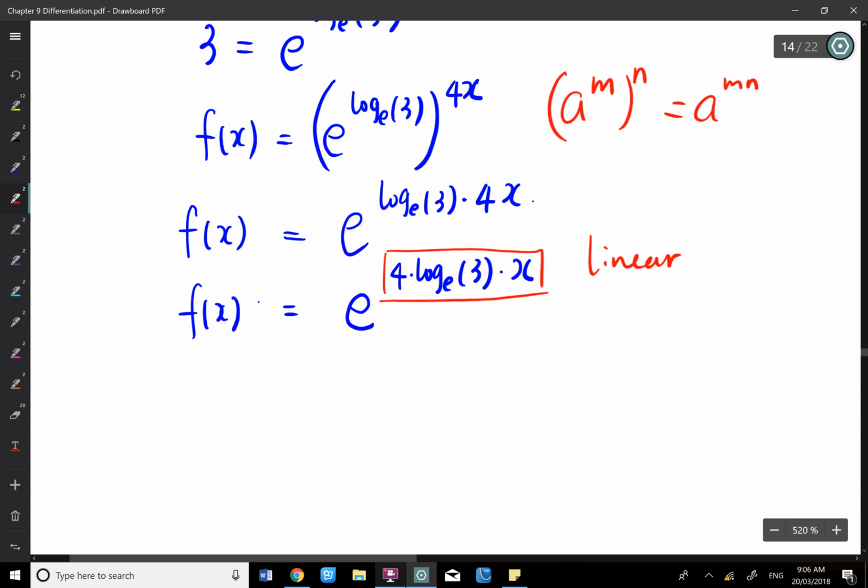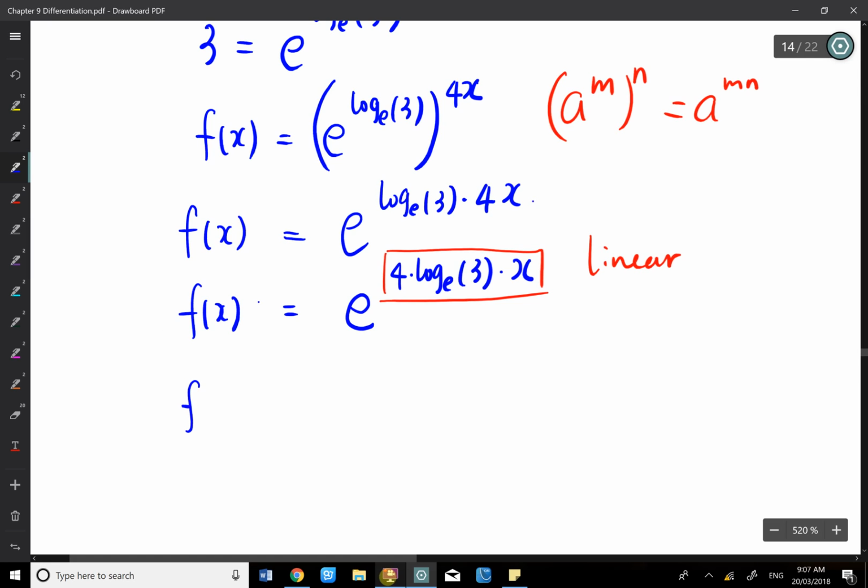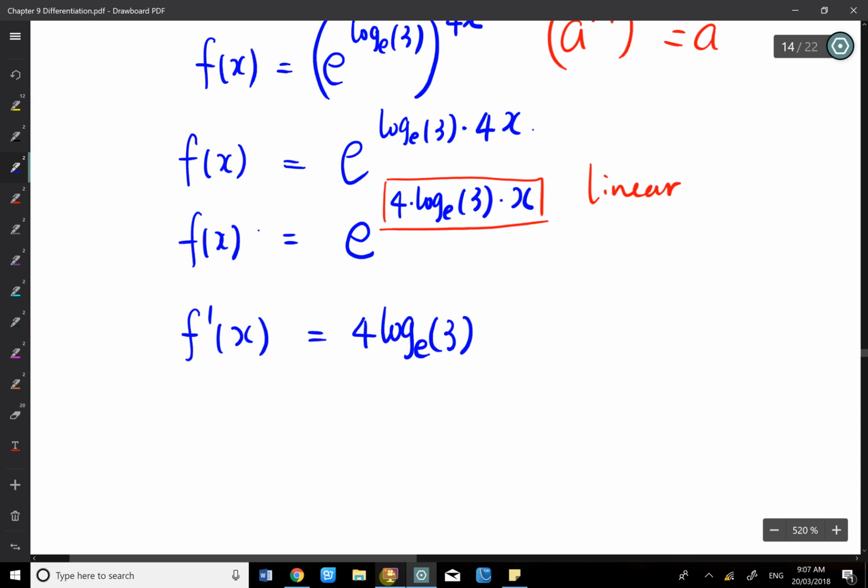Well, 4 log e3 is a number times x. It's just like ax, where a is a number. Now we can derive it because it's base e to some power. So what we have is f dash x equals 4 log e3. Derive the linear part, just get the coefficient, 4 log e3, times e to the power 4 log e3x.